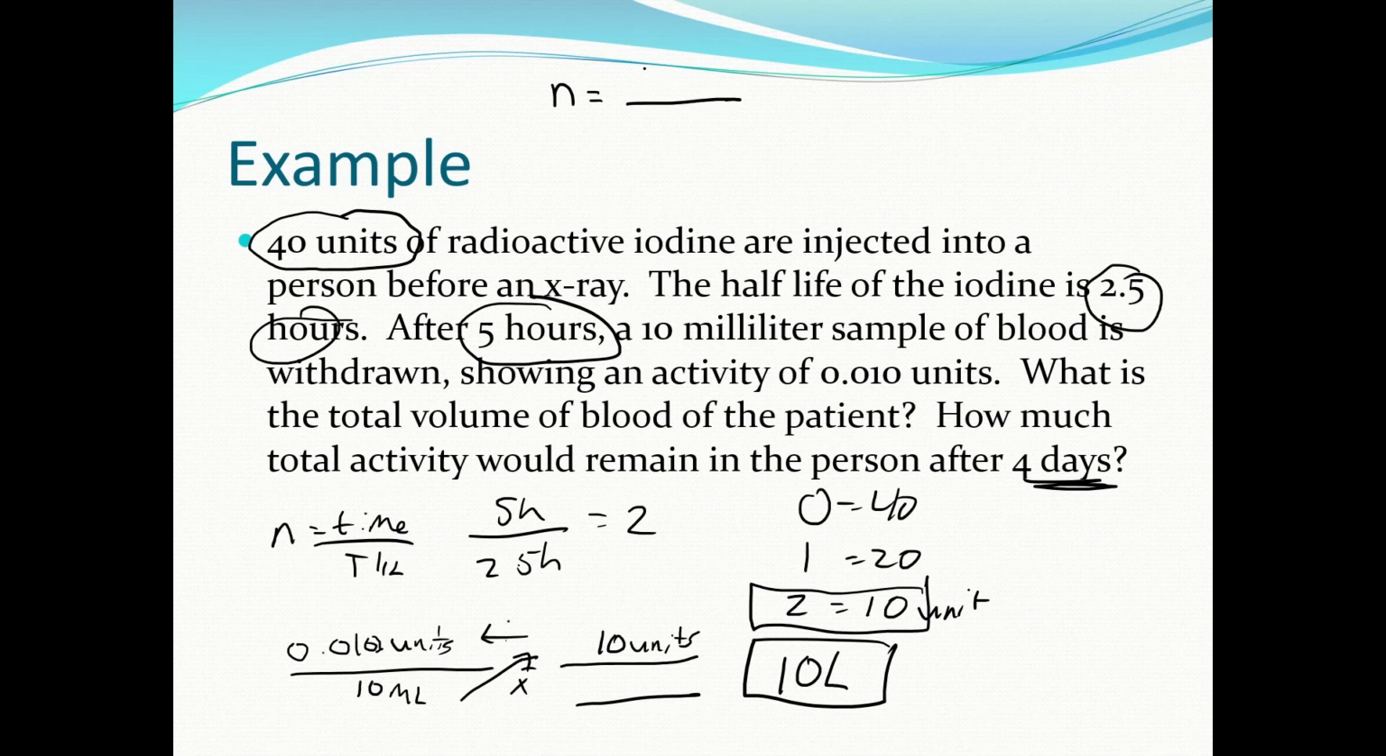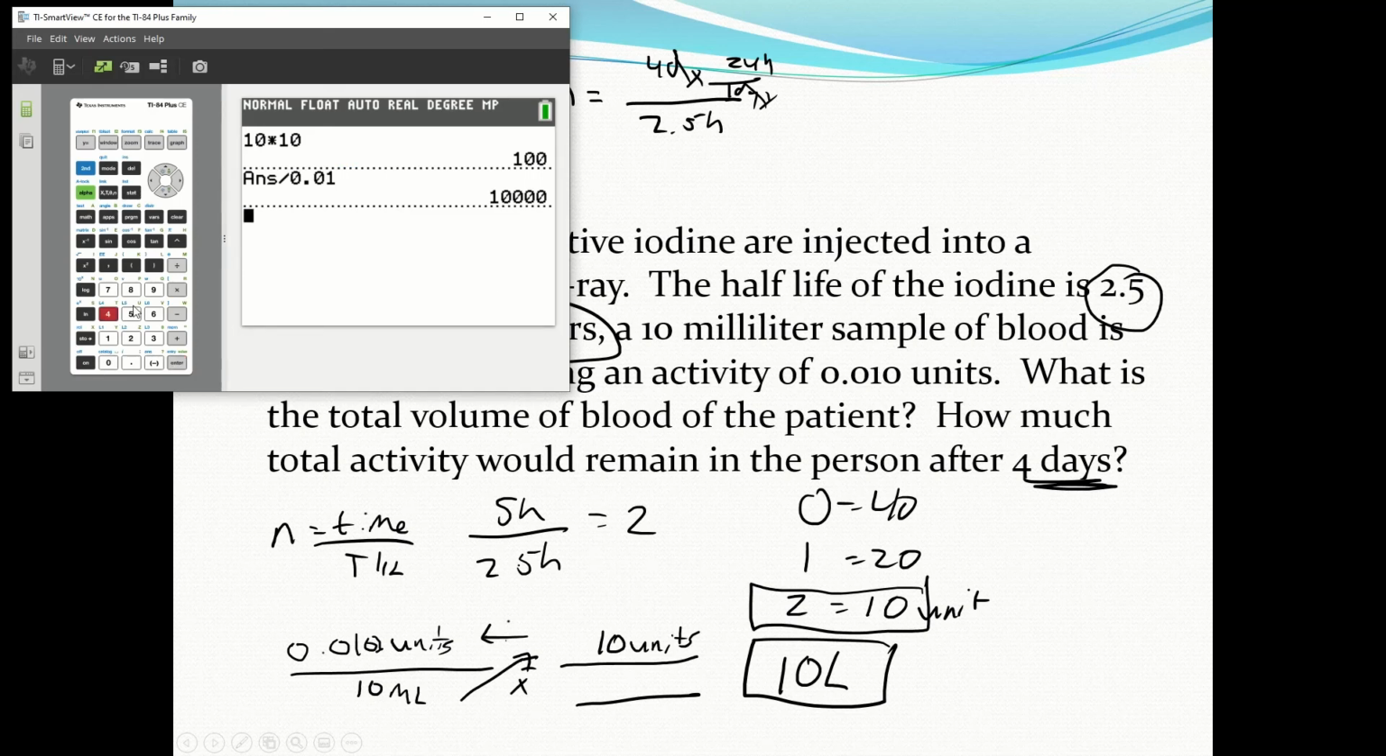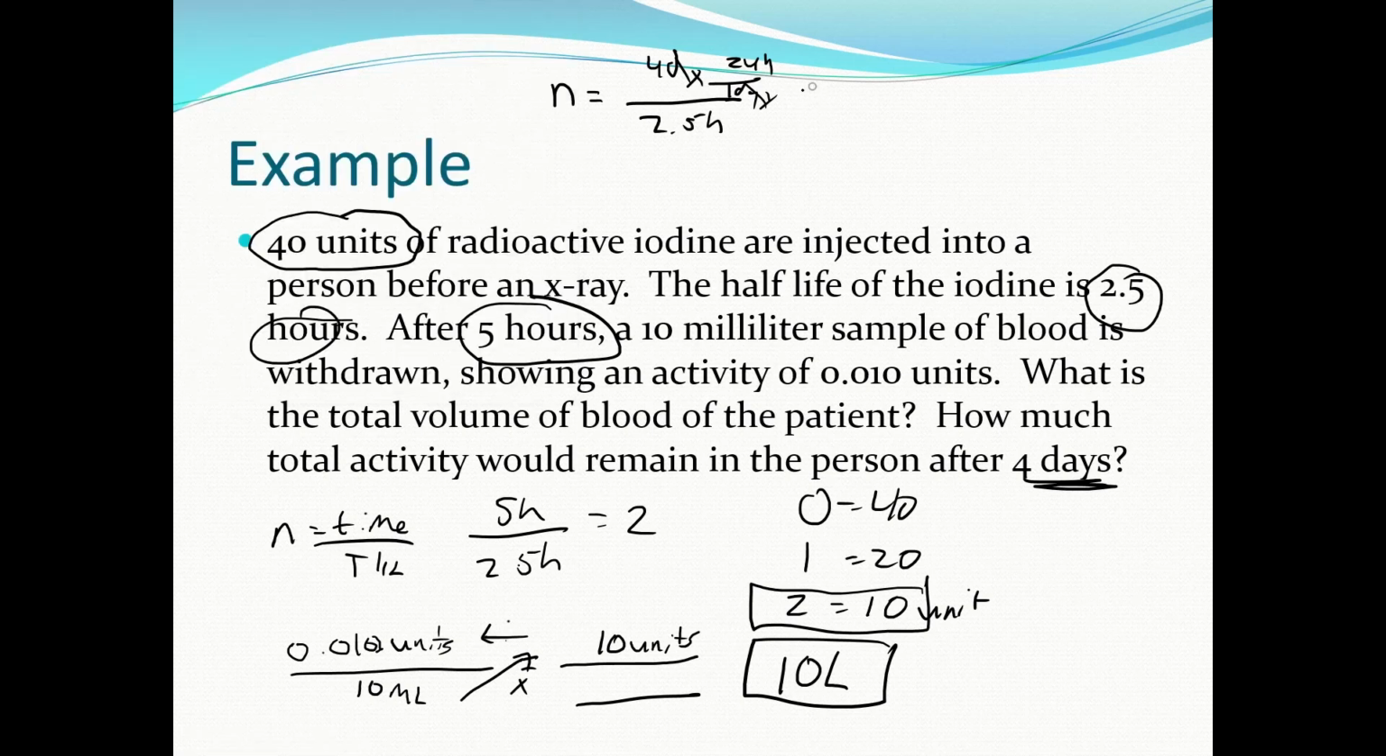So I'll keep them both in hours. So the time for my half-life is 2.5 hours. And I have 4 days. And then there's 24 hours in one day. So now everything's in hours. So 4 times 24 divided by 2.5. So 96 hours in 4 days. And I divide it by 2.5. And I get 38.4. So I've undergone 38.4 half-lives.